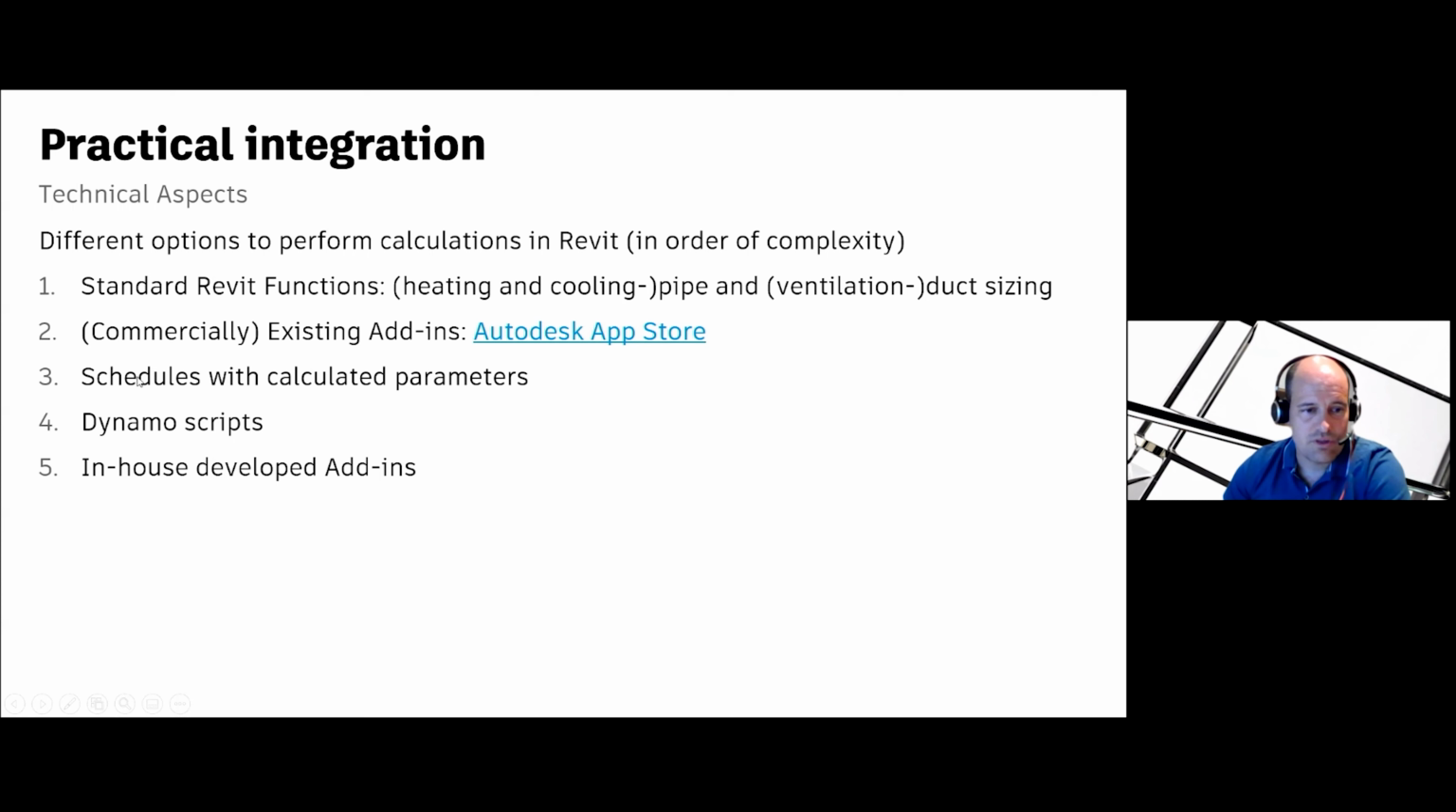The next one, and then I get to the ones that we develop ourselves, are schedules with calculated parameters. So we basically set up a schedule where we calculate some values based on other values in the schedule for pipes, for instance. Next one is to develop some Dynamo scripts to do some of the work for us. And the most complex one is where we actually develop add-ins to do some calculations for us in Revit or to assist us in doing calculations.